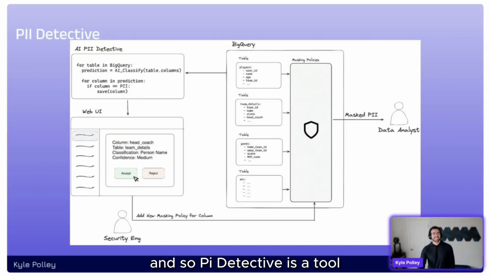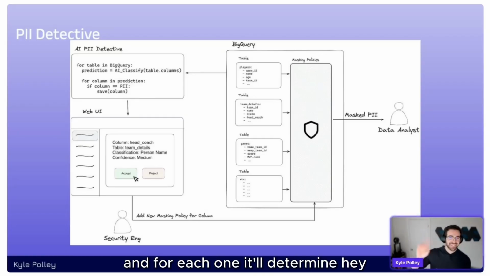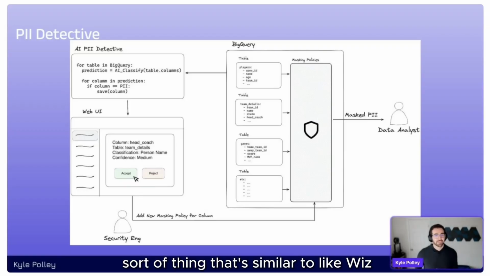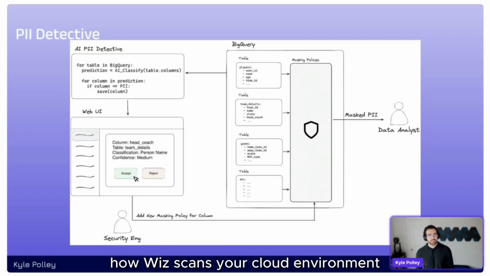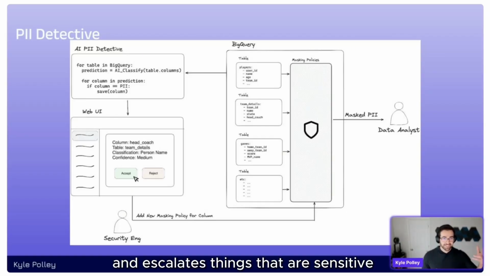And so PII Detective is a tool which basically goes through all of your, let's say, BigQuery tables. And for each one, it'll determine, hey, these are PII, and it'll give you a confidence score and the type of PII it thinks it is. And it presents the security analyst a web UI, similar to how Wiz scans your cloud environment and escalates things that are sensitive.